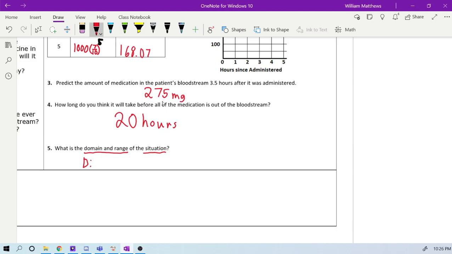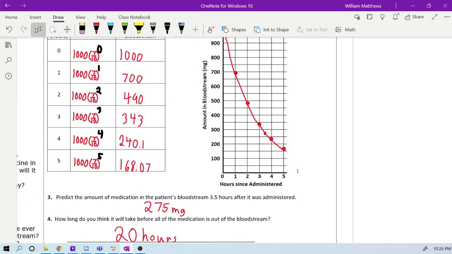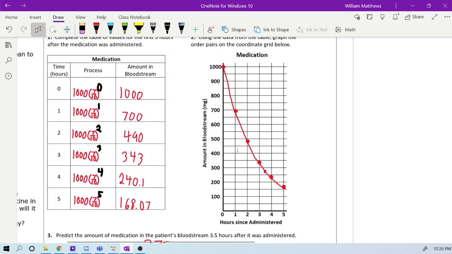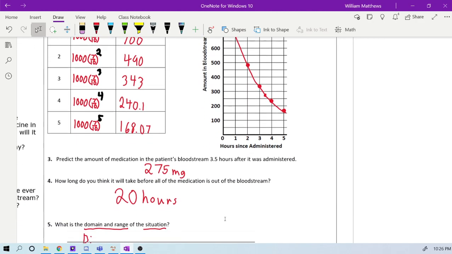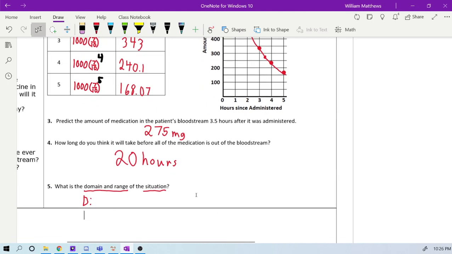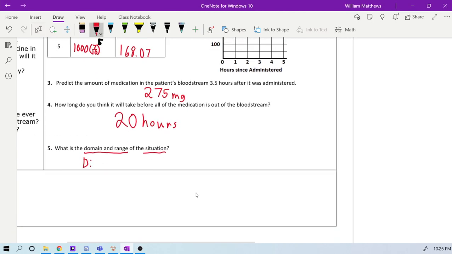For domain of the situation, we could say that it starts at 0 hours and when it runs out, which is all the way to 20 hours. So it will equal 0 since it starts there. We're talking about our hours. And it goes up to roughly 20 hours. Now, since this is not exact, I did not write the sign underneath.